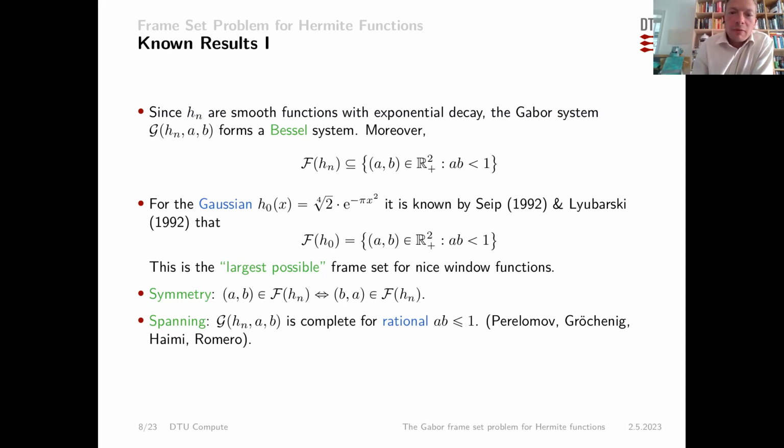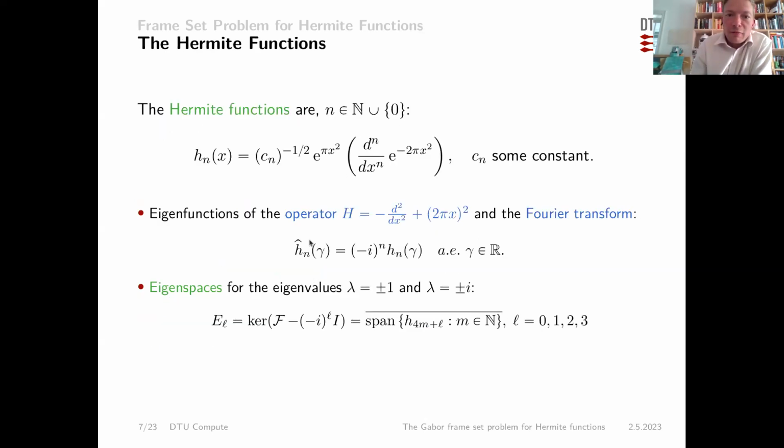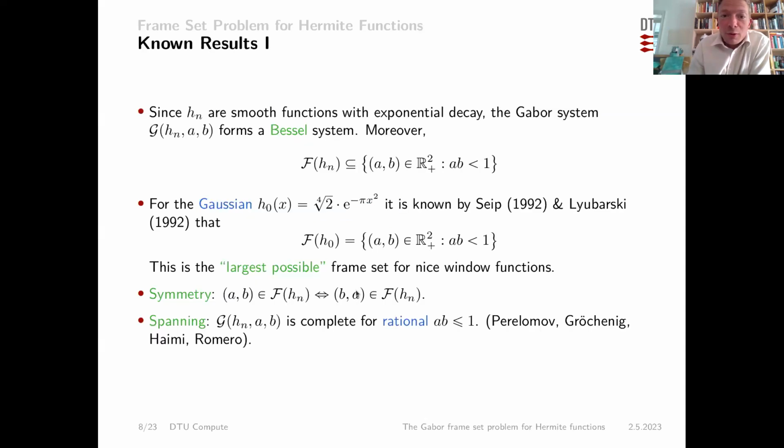And then for the Hermite functions, you have a certain symmetry property. So if (A, B) belongs to the frame set, then also (B, A) belongs to the frame set, and it's easy to see because, as I just mentioned, the Fourier transform of the Hermite function is some constant times the Hermite function itself. So by just taking a Fourier transform of the Gabor system, you end up with a similar Gabor system, but where the roles of A and B are switched, since this is how the Fourier transform commutes with modulation and translation.